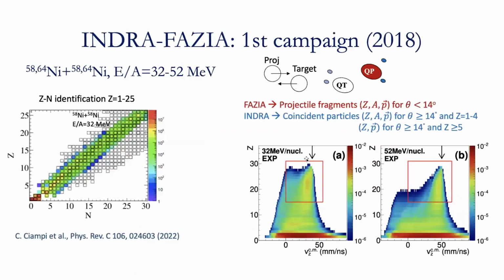Okay, this is an example. The first campaign of the FAZIA experiments at GANIL, 2018. We were again studying collisions where we changed the N over Z of projectile and target at different beam energies, 32 and 52 MeV per nucleon. We wanted to look again at these isospin diffusions by detection of the quasi-projectile after the interaction. This is an example of what you can do with FAZIA. It looks like a magnetic spectrometer: nickel 58 on nickel 58, 32 MeV per nucleon.